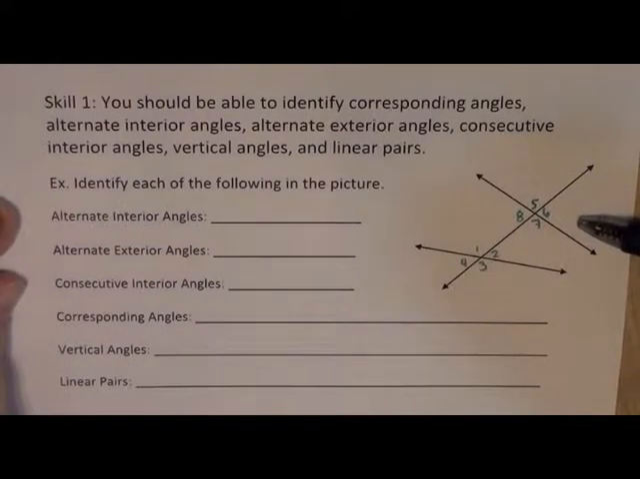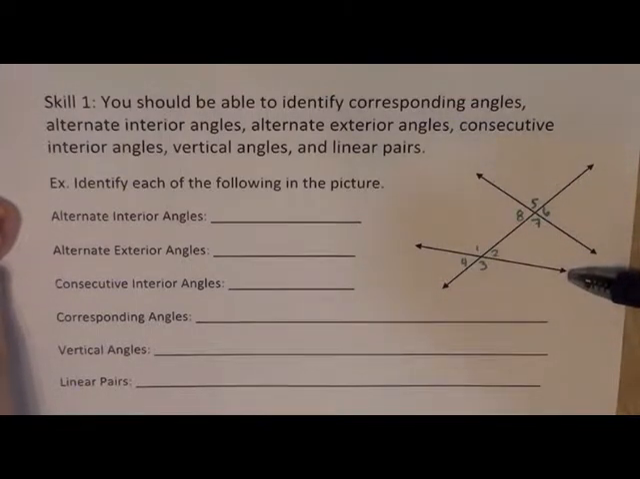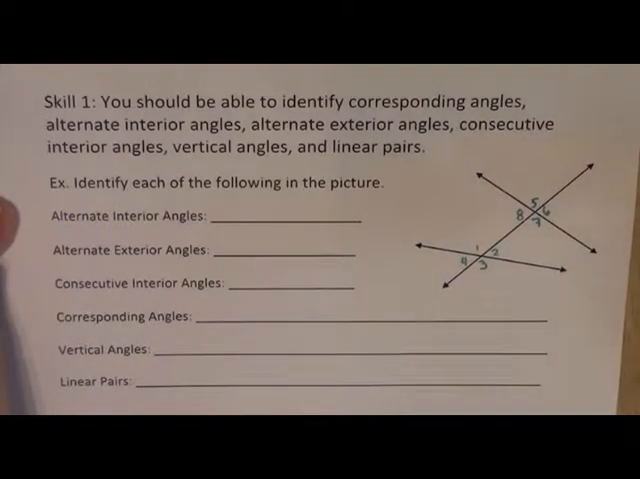So we have our picture. We have two lines and the transversal. The transversal is the line that crosses them. Notice the lines don't have to be parallel for these things to exist. We have angle 1, 2, 3, 4, 5, 6, 7, and 8.